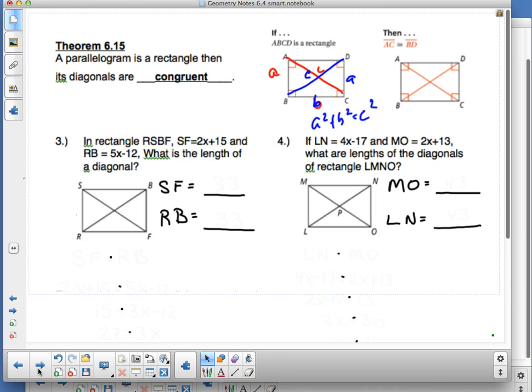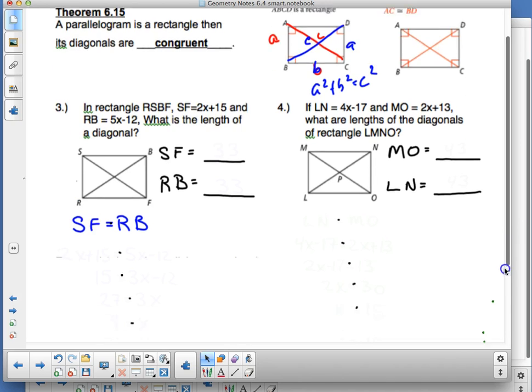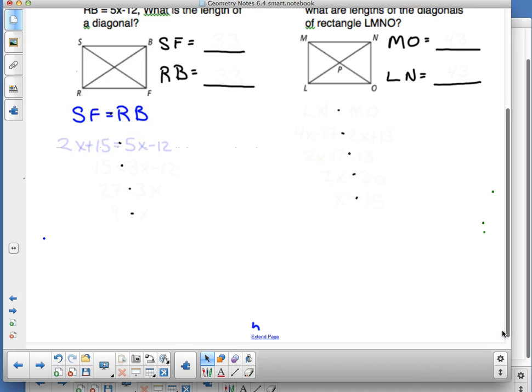And number 3, if I know that this is a rectangle, they tell me, I further know that SF and RB are the same because those are the diagonals. They give me relationships on SF and RB, so substitute and solve. Go for it. Substitute and solve.